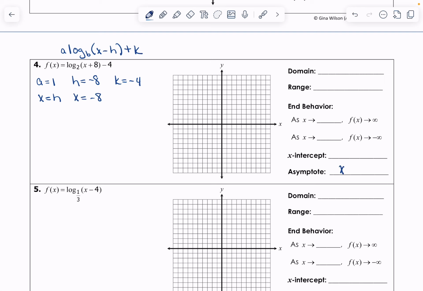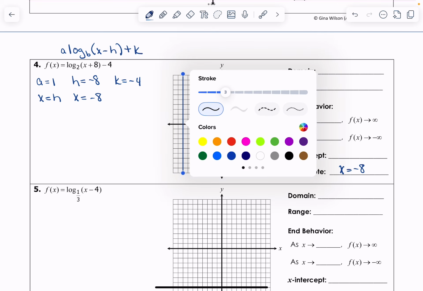So I'm going to go ahead and fill that in. X equals -8. I'm going to go ahead and plot that too. It's right here. And I'll make that a dashed line.